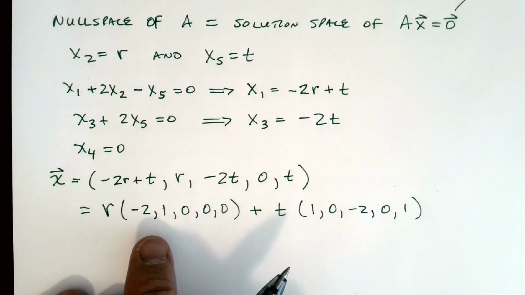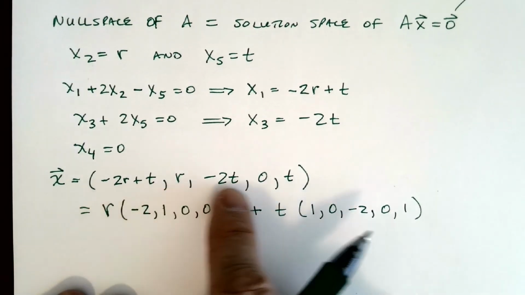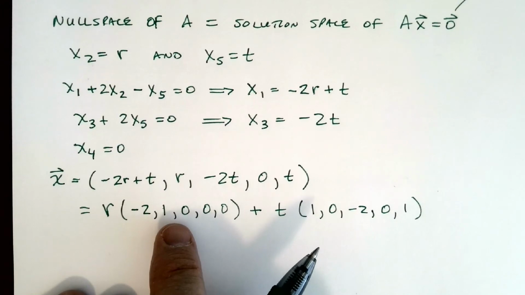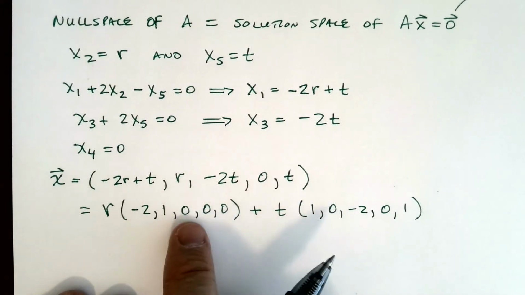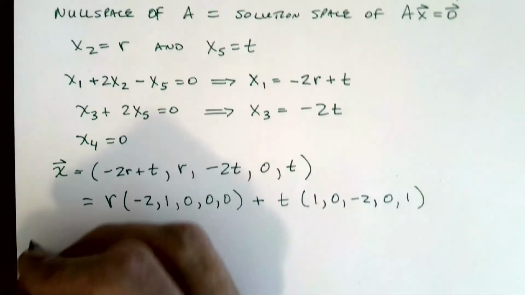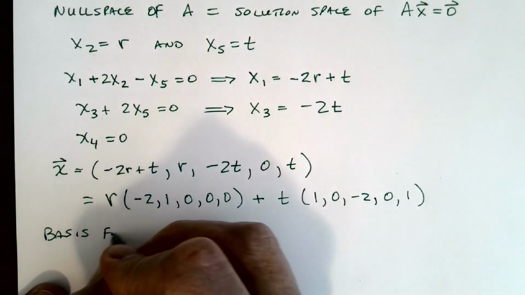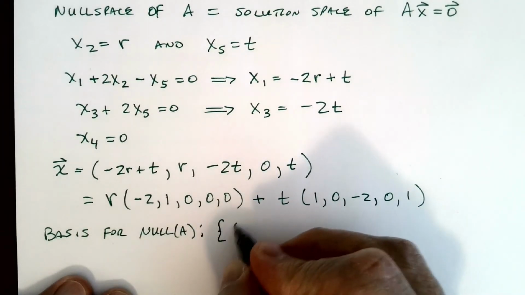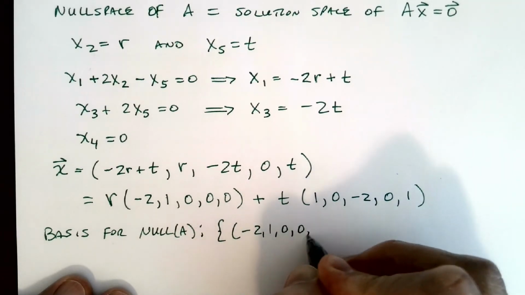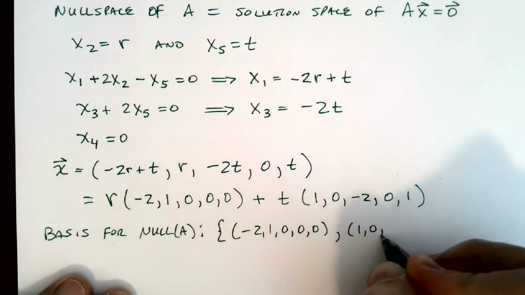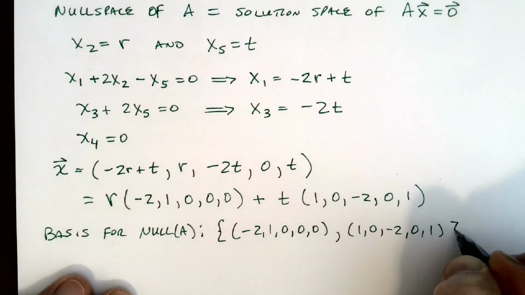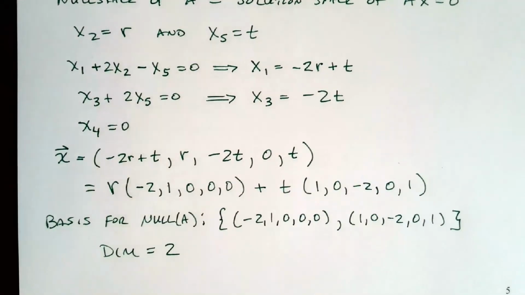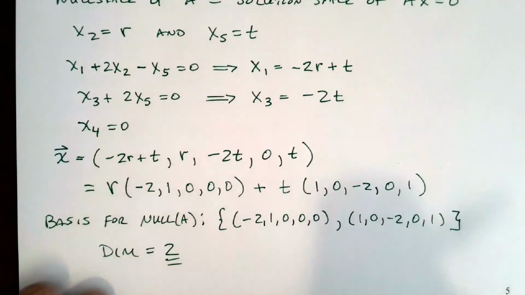What are we saying? The null space of the matrix A is any vector of this form, and therefore these two vectors span the space and they are linearly independent, and therefore they form a basis. So the basis for the null space of A, or a basis again, is negative 2, 1, 0, 0, 0, and 1, 0, negative 2, 0, 1. This is a basis, right? What's the dimension for the null space? 2. Dimension is 2, because there are 2 vectors.